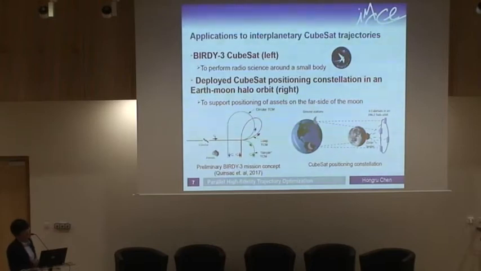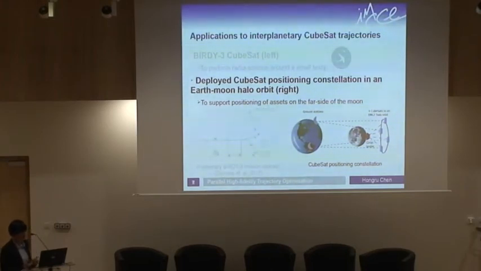This tool is intended for the CubeSat project Birdie, which is planned to perform radio science around a small body. But we haven't settled the flight scenario for this project, so I haven't applied my tool to it, and I can't show you any results. Instead, I will show you the results of applying this tool to another mission: deploying multiple CubeSats into the Earth-Moon L2 halo orbit. The mission is to provide positioning service for the assets on the far side of the Moon.